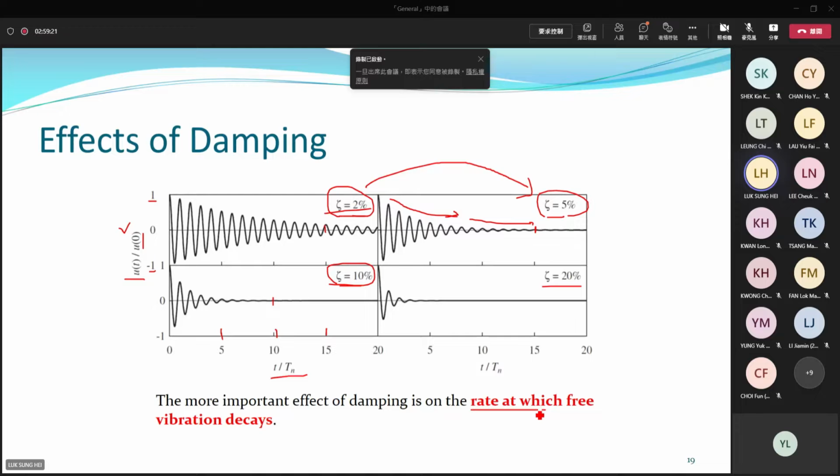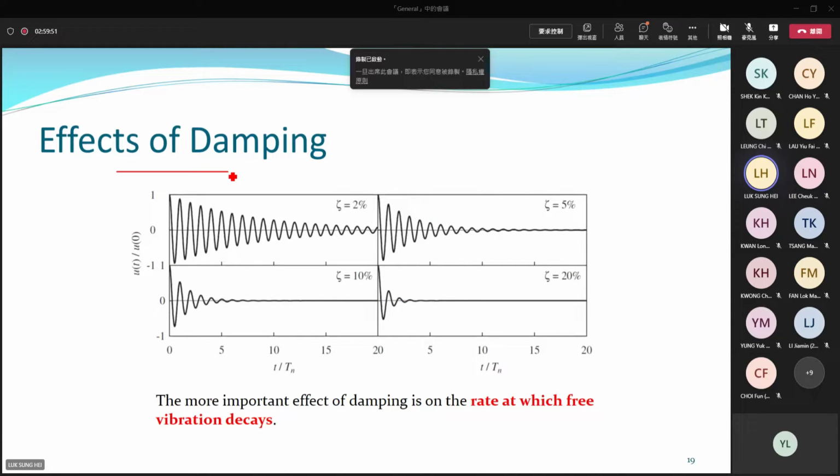You can conclude that the higher the damping ratio, the higher the rate of decay. It stops more rapidly if you have a system with large damping. It makes sense because higher damping means more energy loss, so the system will come to rest earlier. If you consider a system with 20% damping ratio, it has just a few cycles, 1, 2, 3, and then it finishes at rest. So this page just shows you the effect of damping: the higher the damping, the higher the rate of decay.